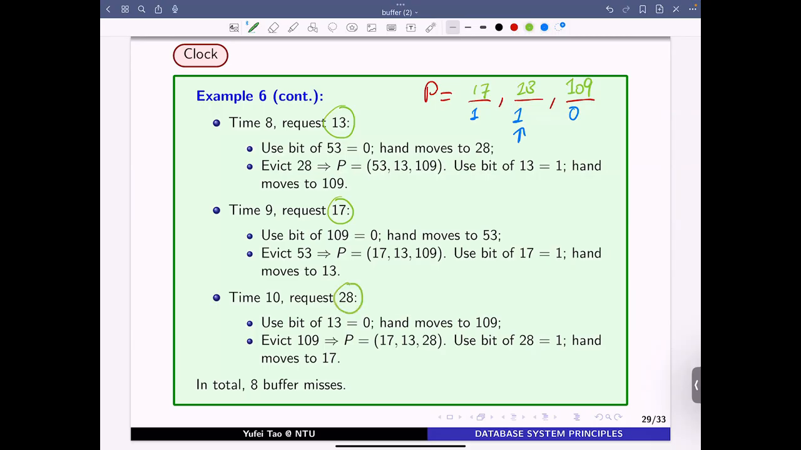So finally, we come to 28. That's a miss. So you don't remove 13, but you have to reset its bit from 1 to 0. You move the hand down to 109, and this is the guy to kick out. So you put 28 here, and the bit should be 1. And finally, the hand moves to 17. So that's the demonstration of this algorithm.